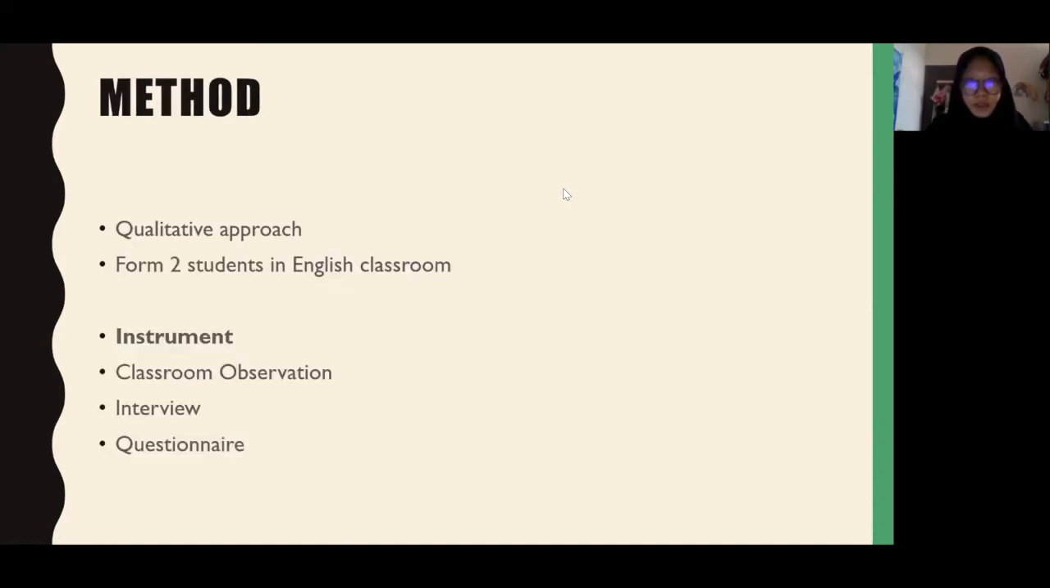For the method of my action research paper, I used a qualitative approach, and the students are from two English classrooms. I designed two English classrooms, which are the traditional English classroom and the jigsaw cooperative learning English classroom. And each classroom has the same title and the same students, but a different teaching method.